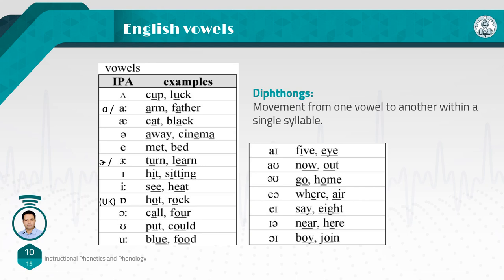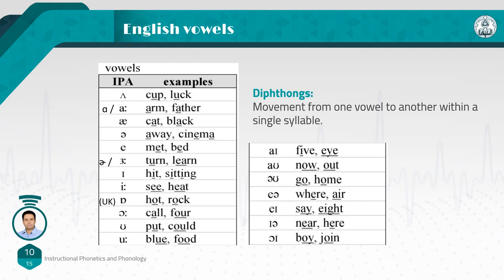Next is e, as in away or cinema. This symbol is called schwa. Schwa is a German word. You need to know that schwa is the most common unstressed vowel in English, and it is also the most common vowel in English. You can see schwa in functional words like the, but, and. We see schwa in most of these words.